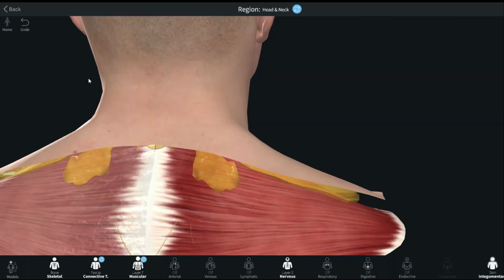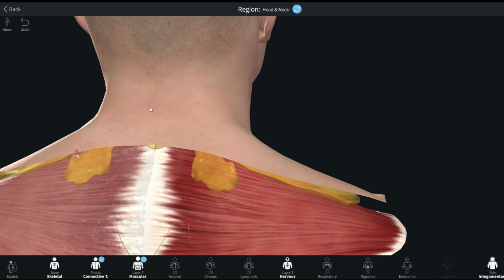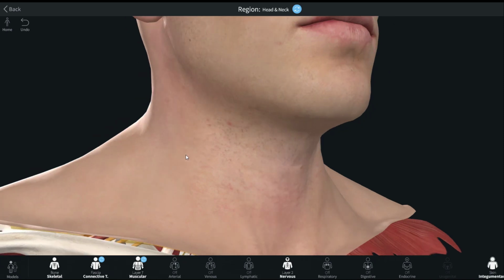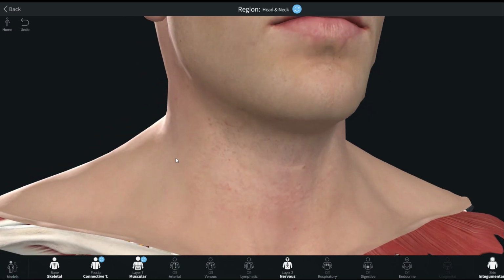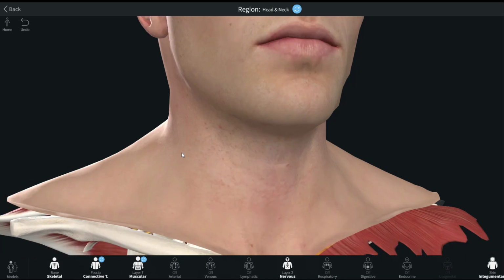So the dorsal part of the cutaneous innervation of the neck is actually being performed by the dorsal rami of C2, C3, C4, whereas the ventral part is being supplied by the ventral rami of C2, C3, C4, right? So pretty self-explanatory, right?